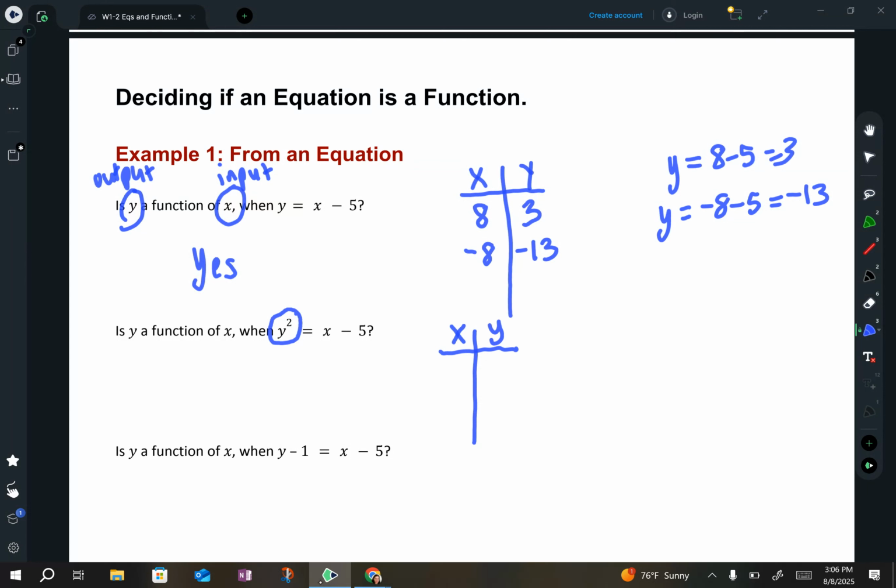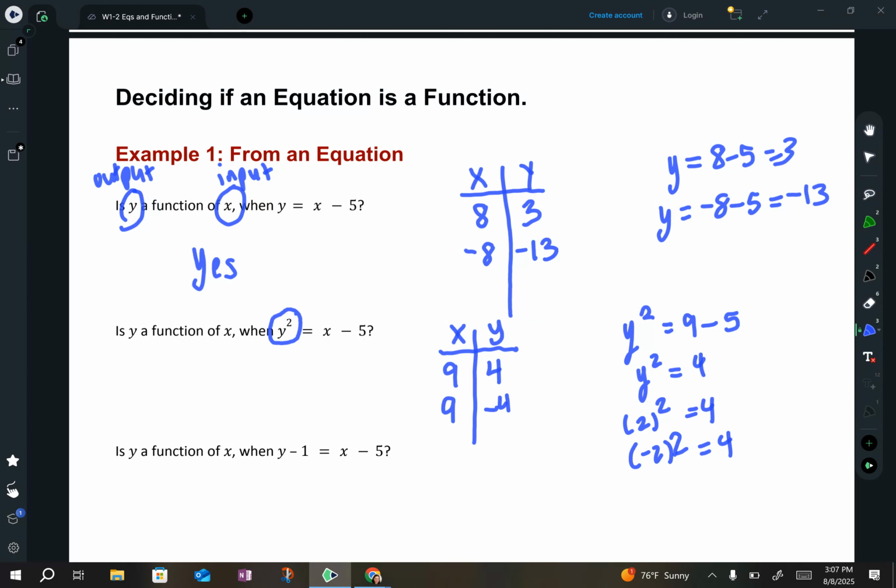So let's pick x equal to 9 and see what happens. If x is 9, then y squared equals 9 minus 5. So y squared equals 4. Now, can we think of two values that square to get 4? Sure enough, we can, because 2 squared is 4, and negative 2 squared is also 4. Negative 2 times negative 2 is positive 4. So 9 goes to 2, but 9 also goes to negative 2, which we know is not a function. That's a problem. Same input, two different outputs.